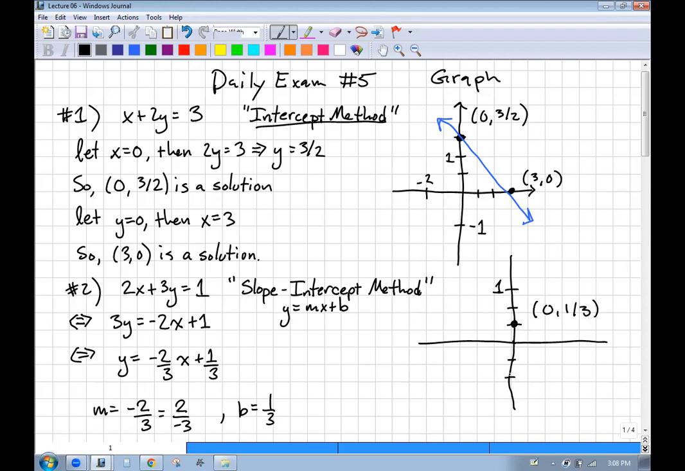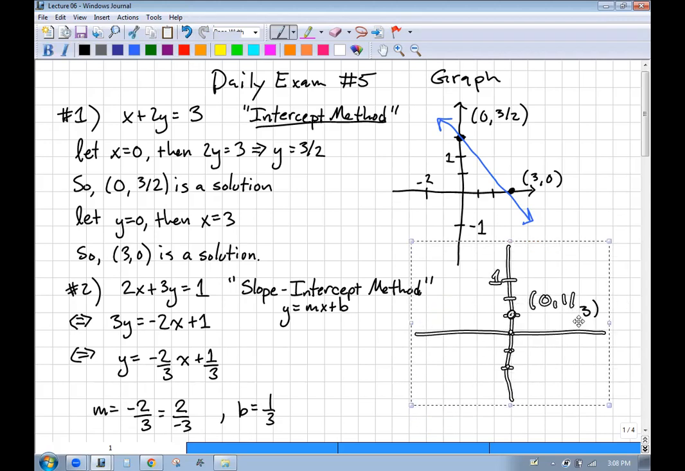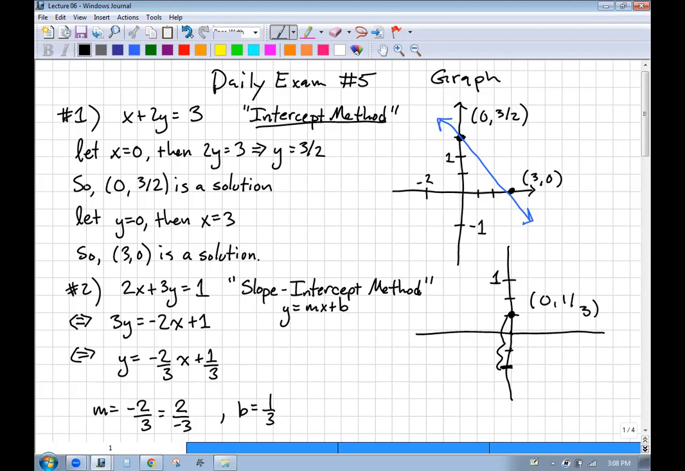So 1, 2, 3, that's 1. Let me get it on the tick marks at least here. So 1, 2, 3 tick marks. I've gone down 1. Need to go down 1, 2, 3 more. So there's 1, 2. So every 2 I go down, I have to go to the right 3. 1, 2, 3. So this is 3.